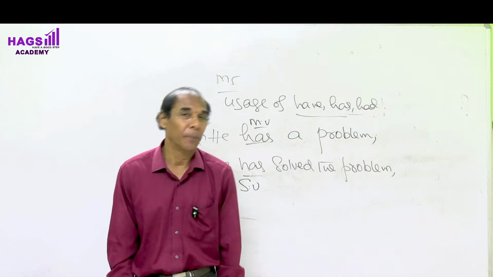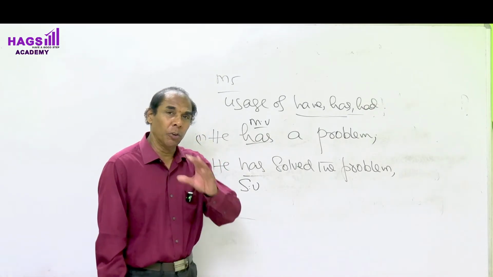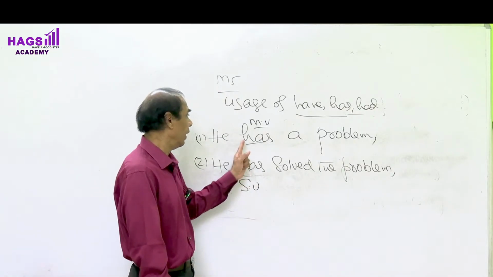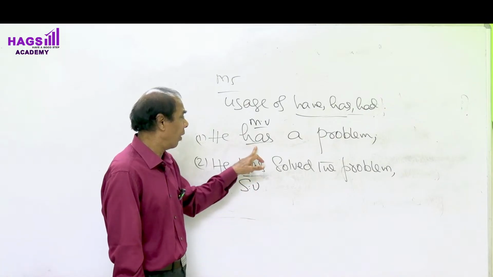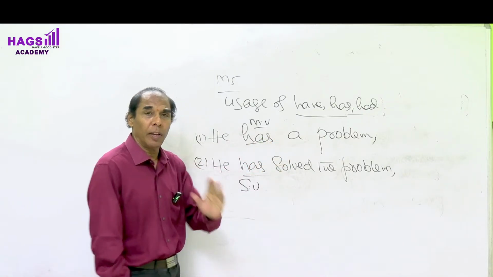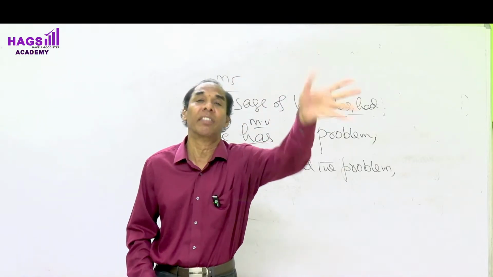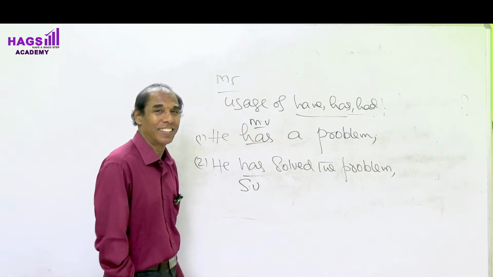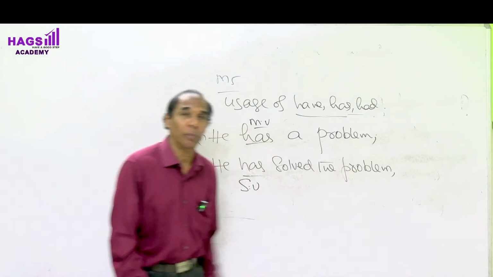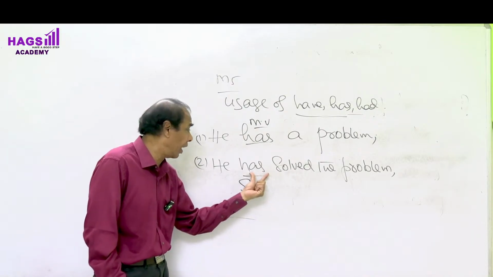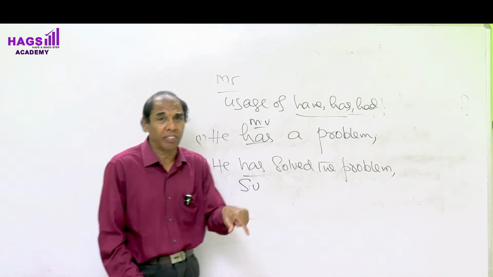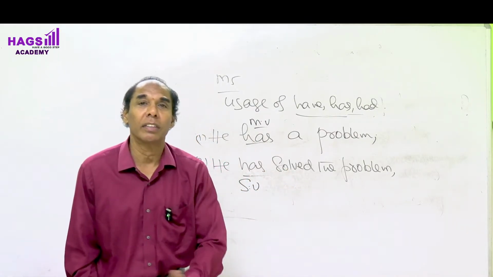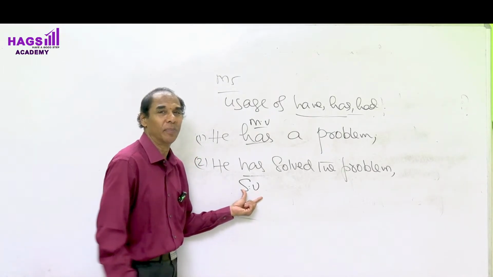Right. See, very easy. If you know the meaning, no problem. If you don't know the meaning, then also no problem. Why? Look, he has a problem, right? After has, is any verb here? If there is no other verb in a sentence, these three are main heroes. It means main verb. Right? He has solved the problem. See, another verb is there immediately after has. If any verb is there immediately after these three words in a sentence, then these three are side heroes. Means special verb. That's it.